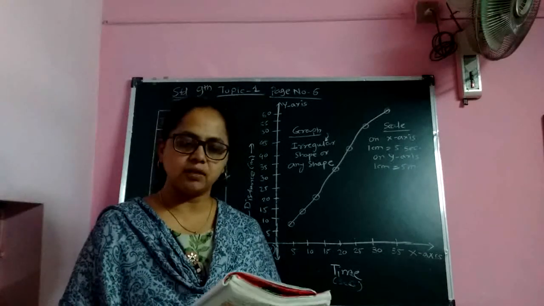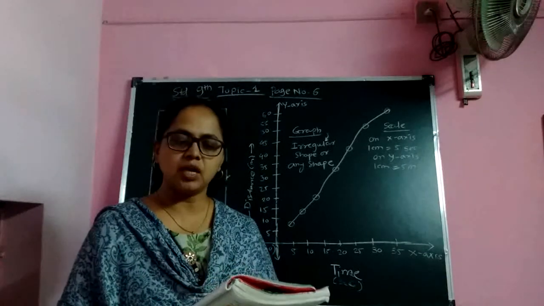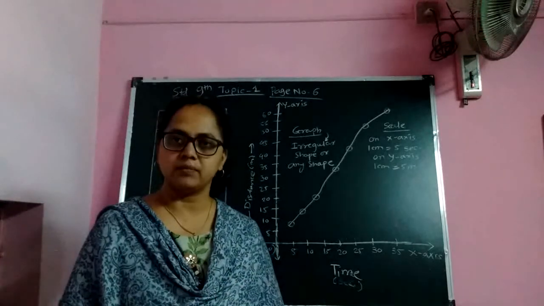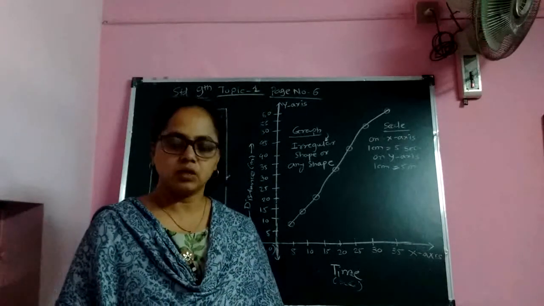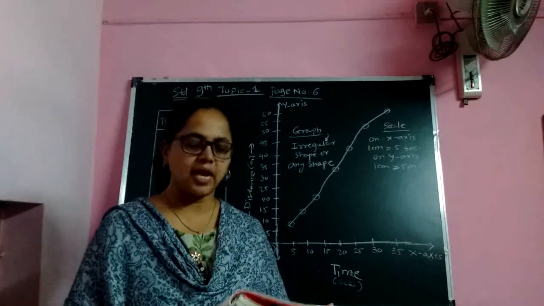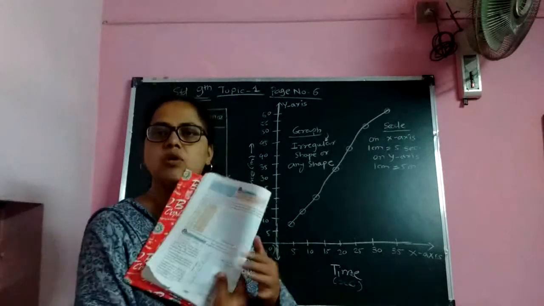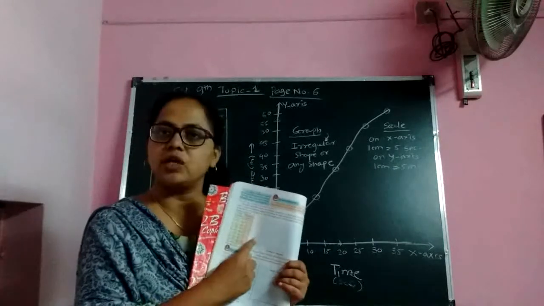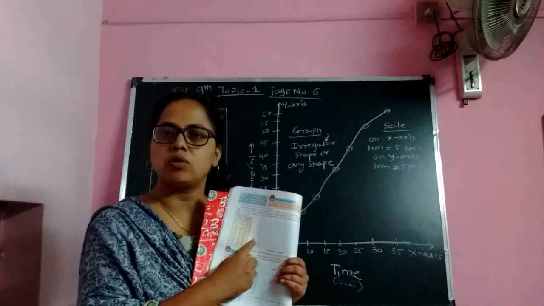The example is given: the bus covers unequal distance in equal intervals of time, and we have to draw the graph. So we have to take time on the x-axis and distance along the y-axis. One activity is given to you on page number 6. We have to draw the graph.